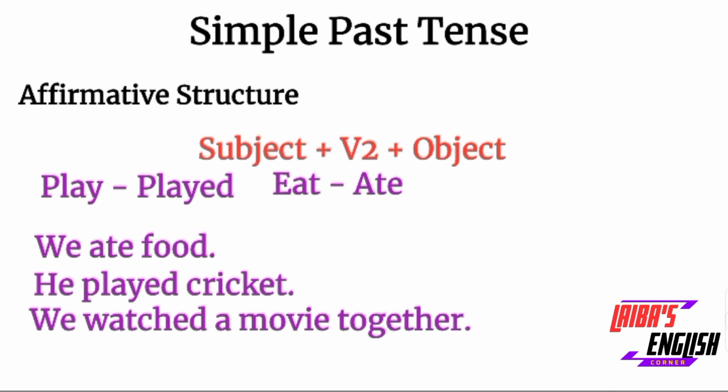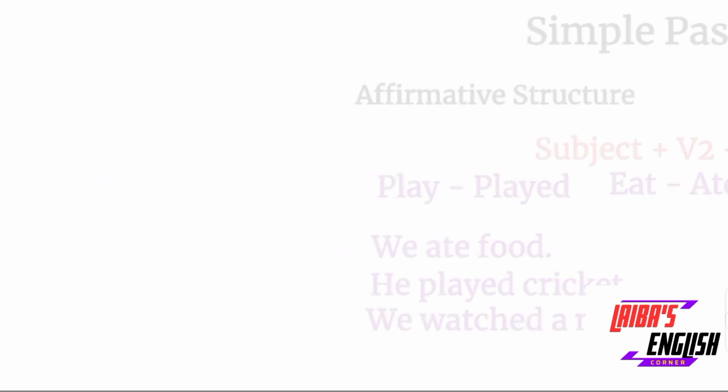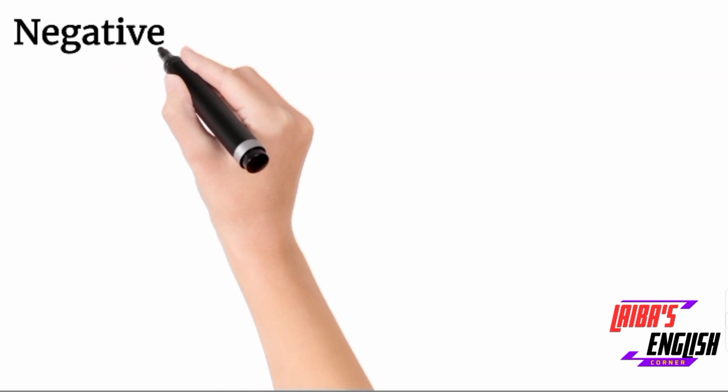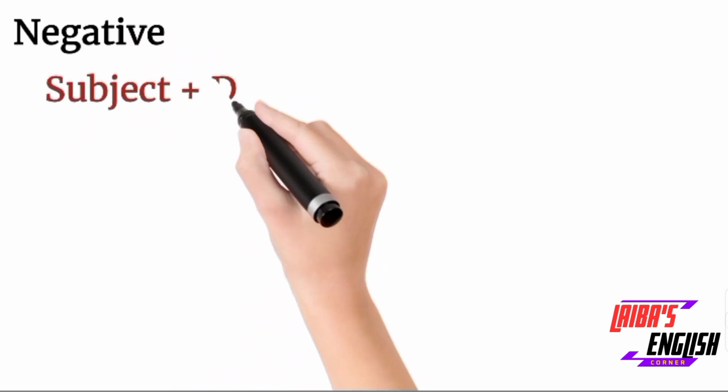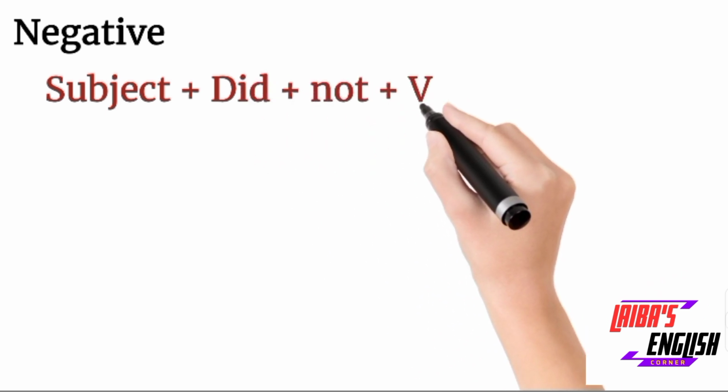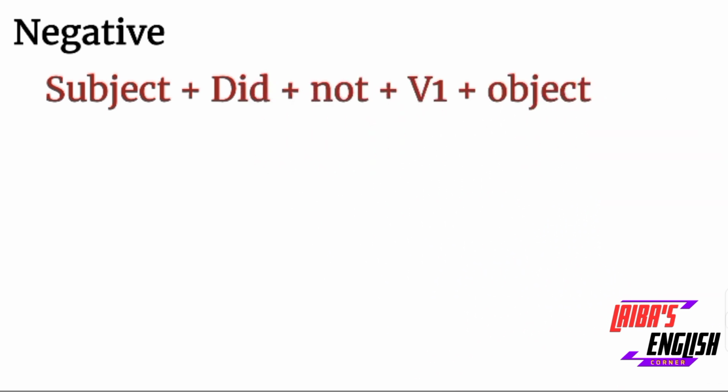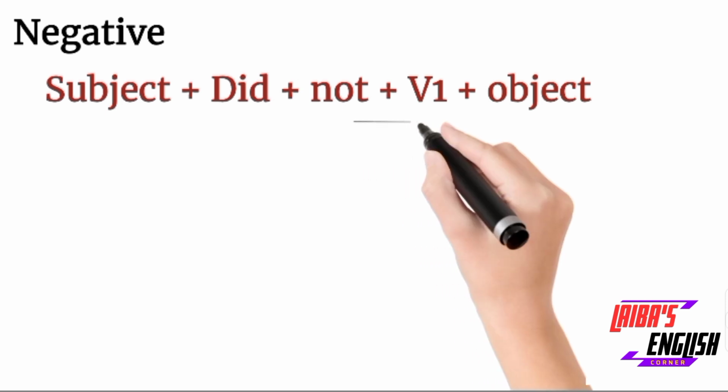We watched a movie together. Here watched is the second form of watch. So this is also an example of simple past tense. Now we have to make a negative of simple past tense. In negative, we have to put not after the helping verb. And what is the helping verb in past tense? Basically, the helping verb of past is did. In present, we have the helping verbs do and does, but here we have the helping verb did.